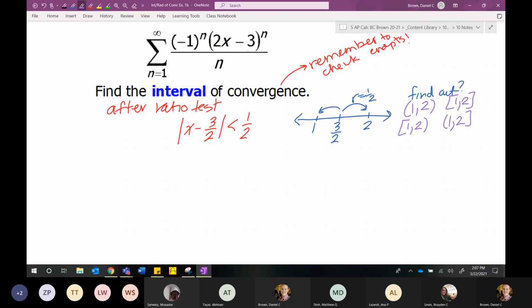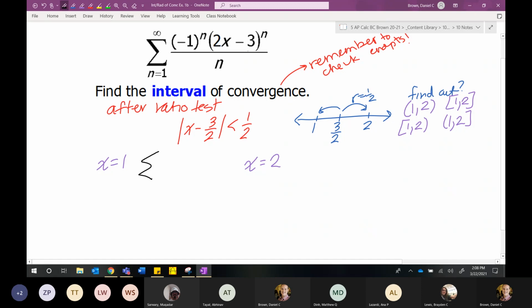Well, how do we do that? We just want to test the endpoints. How do we test the endpoints? Just plug in those x values, simplify, and then justify it as a new series. So we're going to test our endpoints. One endpoint is when x is equal to 1. Another endpoint is when x is equal to 2. Let's plug it in and simplify our series.